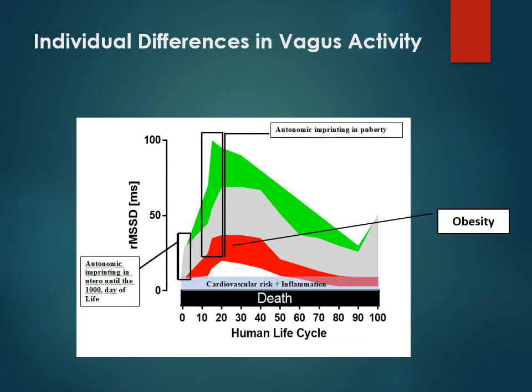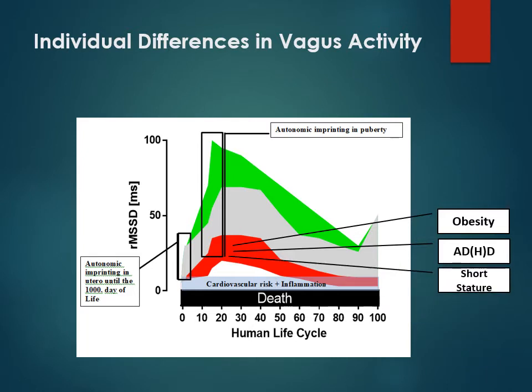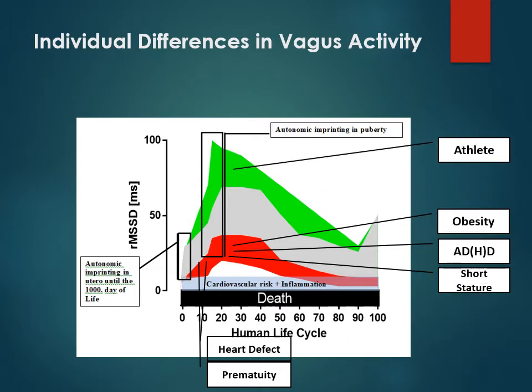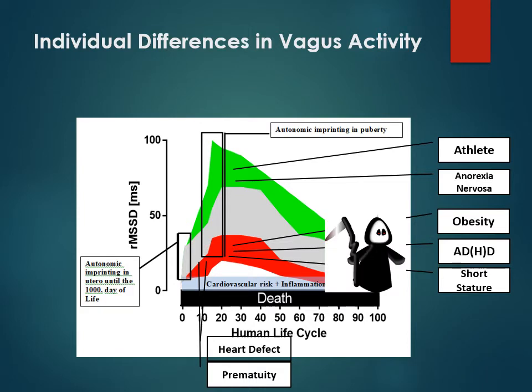We can find patients with obesity in this red-colored group with low RMSSD values, as well as those children with attention deficit disorder or short stature. Some infants are born with heart defect or premature born who have very low vagus activity at the beginning of life. Others, like athletes or Anorexia Nervosa patients, have higher vagus activities than normal. And all this has an impact on prognosis by cardiovascular disease.